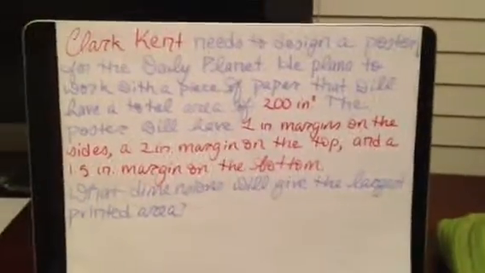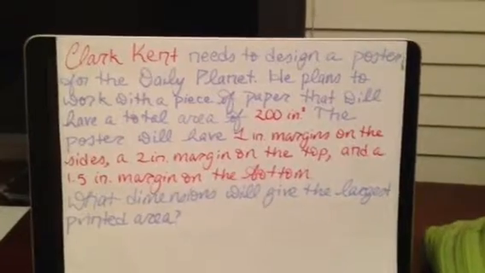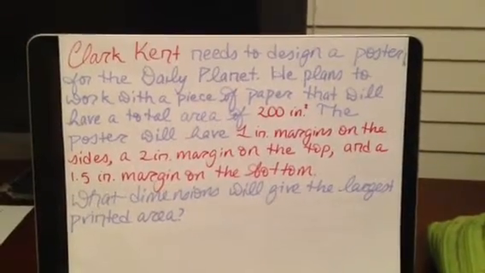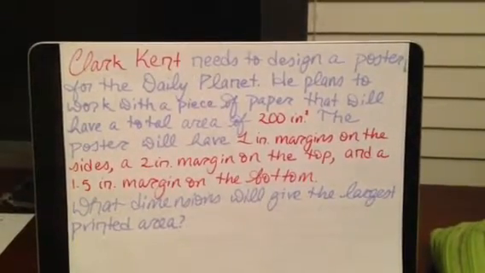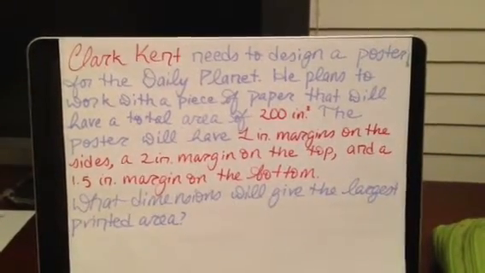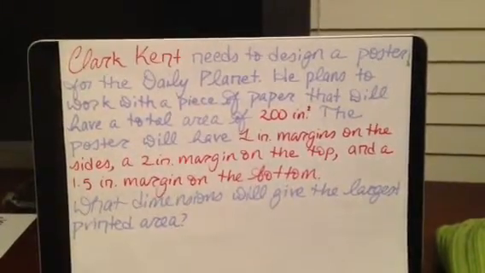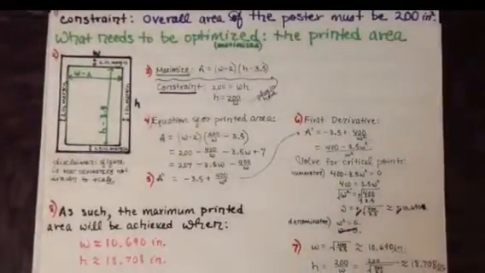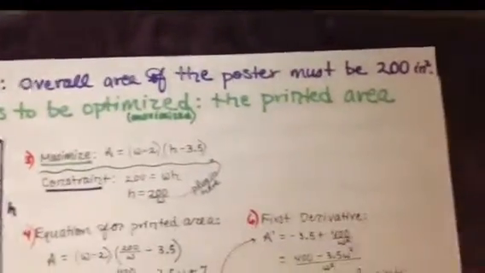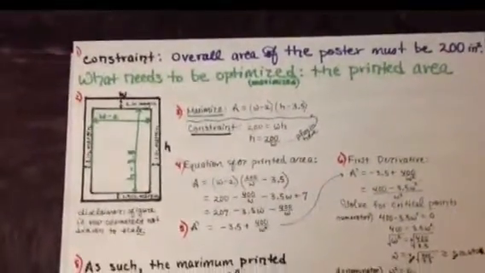The great Clark Kent needs to design a poster for the Daily Planet. He plans to work with a piece of paper that will have a total area of 200 inches squared. The poster will have 1-inch margins on either side, a 2-inch margin on the top, as well as a 1.5-inch margin on the bottom. What dimensions will give the largest printed area? Okay, so the constraint here, which we have to define, is going to be the overall area of the poster, which is supposed to be 200 inches squared. And Clark, what he needs to do is he needs to optimize the printed area.